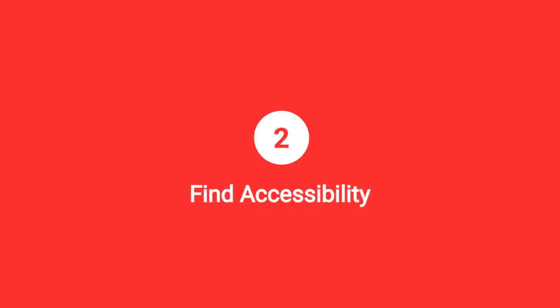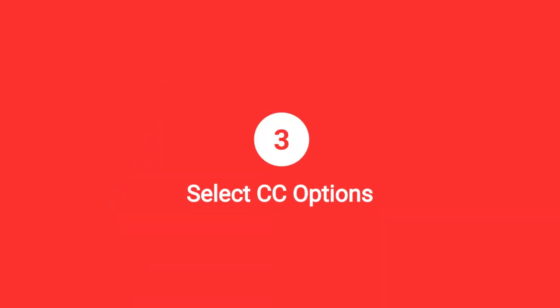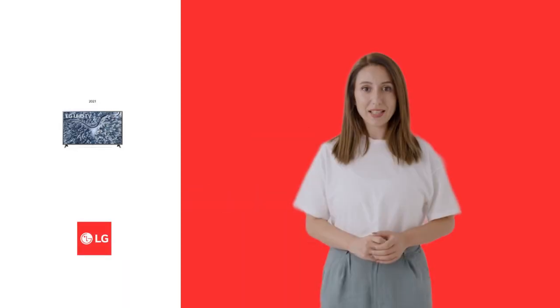Step 2. Find Accessibility. Navigate through the menu using the arrow keys and find the Accessibility option. Step 3. Select CC options. Within Accessibility, look for Closed Captioning, CC, or Subtitle options.